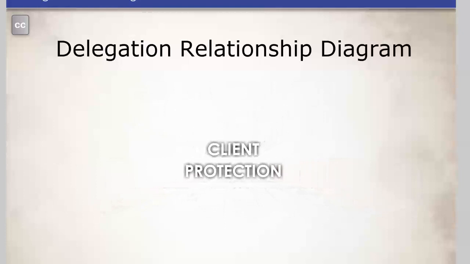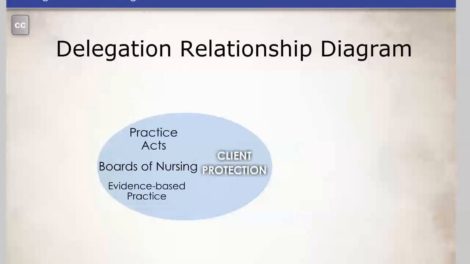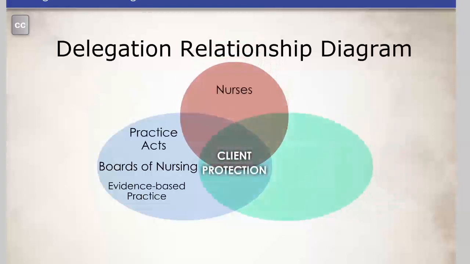Delegation includes all of the following elements. Evidence-based practice, creating a scientific basis for nursing decisions. Boards of nursing, which write guidelines for delegation decisions. State practice acts that create regulations. Licensed nurses who are accountable for the nursing care provided. Policymaking and procedures related to delegating.